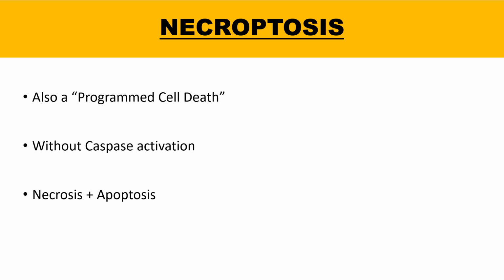Here I am going to discuss something about necroptosis. As you can see, necroptosis comprises two terms. One is necrosis, another one is apoptosis. So because it is apoptosis, it is programmed cell death. And why are we calling it necrosis? Because there is no caspase activation. So that is how it is necrosis plus apoptosis.